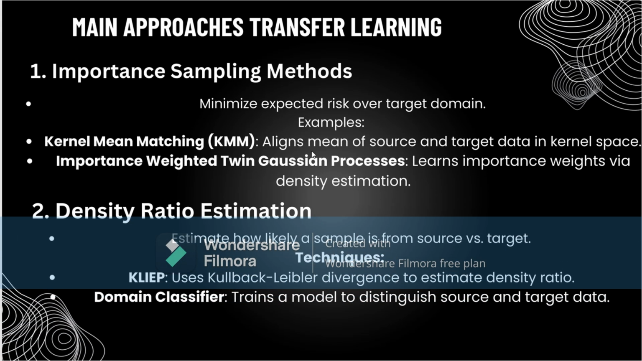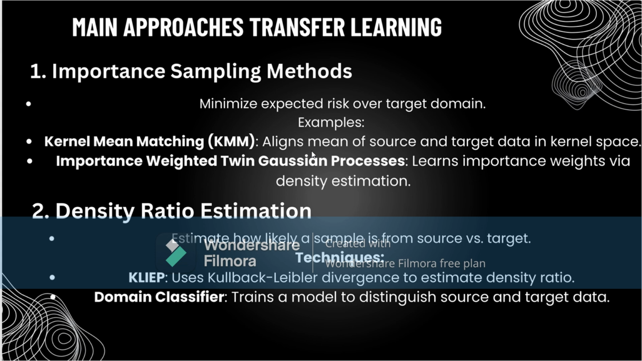Importance sampling will minimize the expected risk over a target domain. We'll be minimizing the risk for the target domain. We'll go through KMM, which is kernel mean matching. It aligns the mean of source and target data in kernel space.